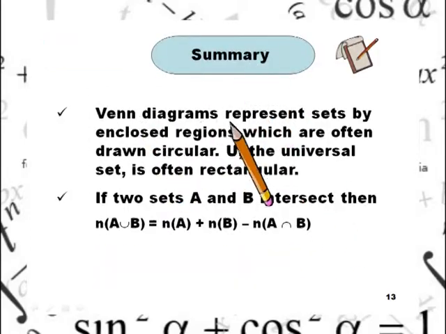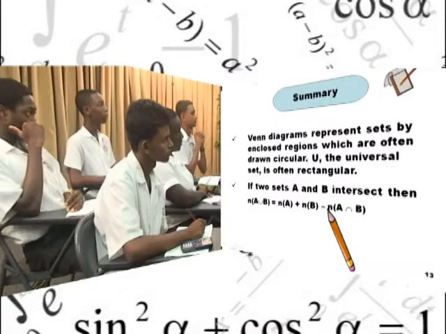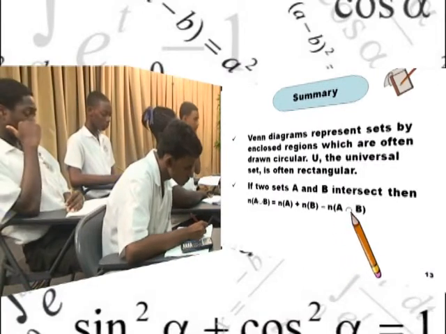Summary. Venn diagrams represent sets by enclosed regions which are often drawn circular. U, the universal set, is often rectangular. If two sets A and B intersect, then the number of elements in the set A union B is equal to the number of elements in the set A plus the number of elements in the set B, take the number of elements in A intersect B.